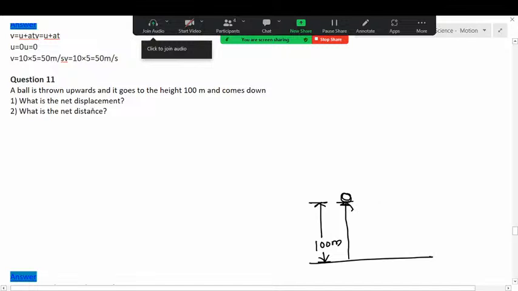What is the net displacement? As it comes down at the same place, net displacement is 0. What is net distance? It's 200. Very good. It's easy, rather easy.